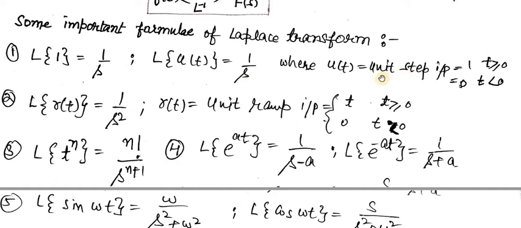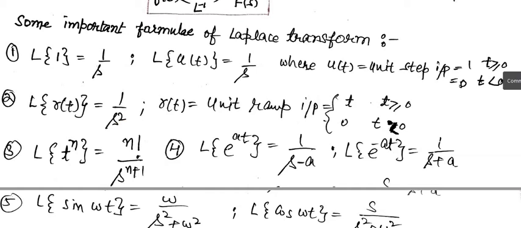We say unit means its magnitude is 1, and the unit step input is defined as equal to 1 when t is greater than or equal to 0, and equal to 0 when t is less than 0. Okay. Now the Laplace transform of the unit ramp input. The unit ramp input r(t) is defined as r(t) equal to t when t is greater than or equal to 0, and equal to 0 when t is less than 0. And the Laplace transform of r(t) is 1 by s square.